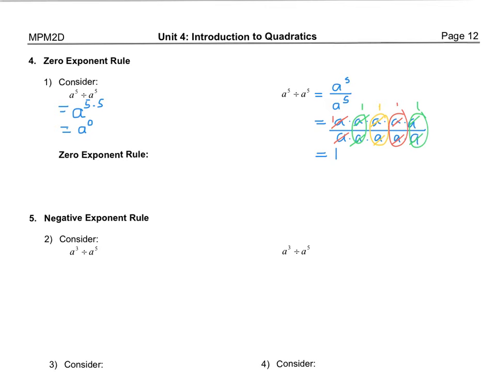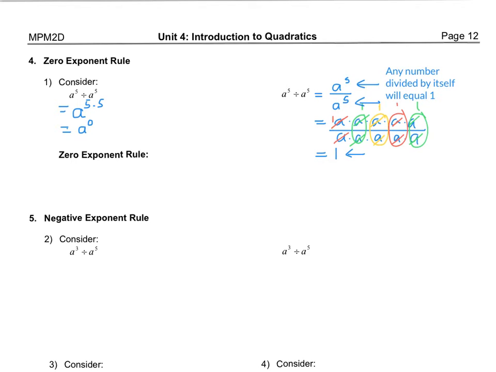Now, you could also think of this in another way, if this is confusing for you. If you have a number on the top and you're dividing it by itself, we know from years and years ago when we first learned about dividing, anything divided by itself is always equal to 1. So just another way of looking at that rule.